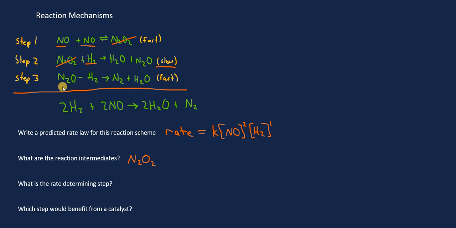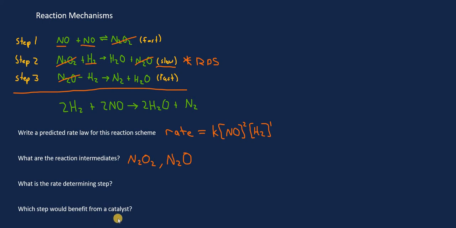And then N2O, same thing. There's one here on this side, there's one here on this side. Doesn't show up in the overall reaction, therefore we can consider it an intermediate. And the rest of the compounds show up in the overall reaction, so those would be our two intermediate compounds, N2O2 and N2O. What is the rate determining step? Well, we kind of determined that earlier. The slow step of your reaction mechanism is always going to be the rate determining step, RDS. Always going to be the slow step.